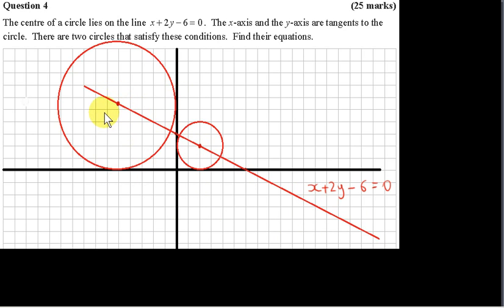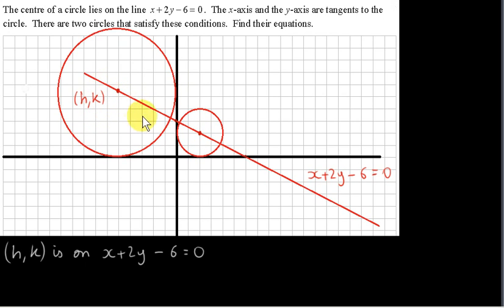Let's see how to do it by calculation. (h, k) stands for the center of any circle. We know that it's on this line here. So if it's on the line, it must satisfy the equation of the line. So we just plug h in for x and k in for y. So now we have one equation with two unknowns.